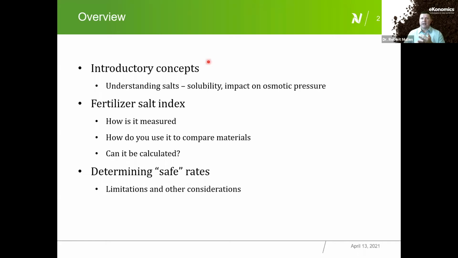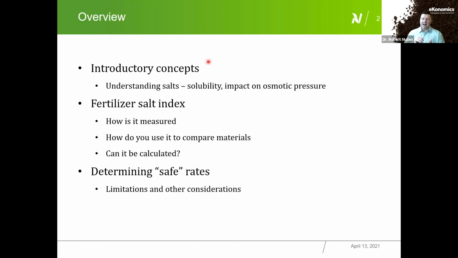This isn't something that I read too much about in a lot of academic publications, but I think it's an important thing to consider. There is a way, based upon the salt index of a published material and a desired application rate, to compare various materials and what the actual salt index would be at the as applied rate. So I want to share with you some of that math.